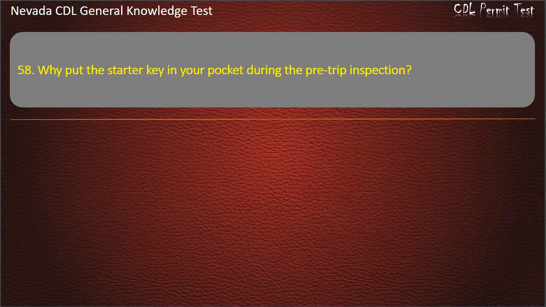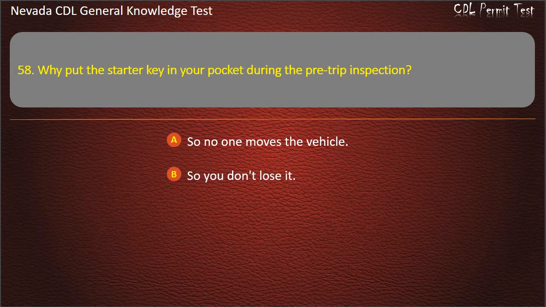Question 58. Why put the starter key in your pocket during the pre-trip inspection? So no one moves the vehicle. So you don't lose it. For your safety. Answer. For your safety.